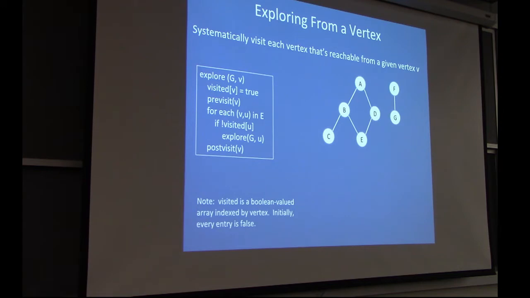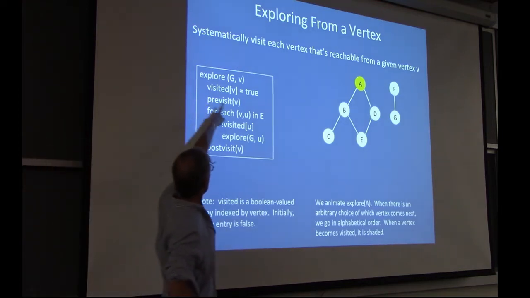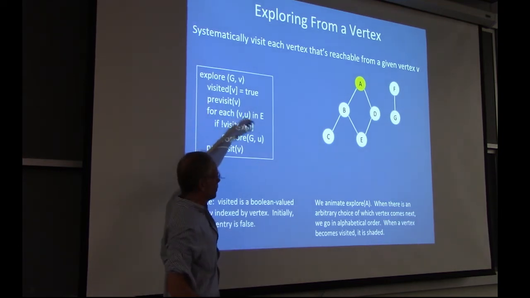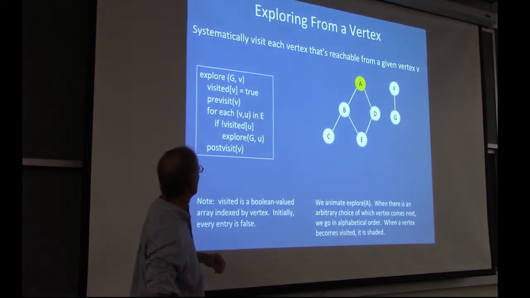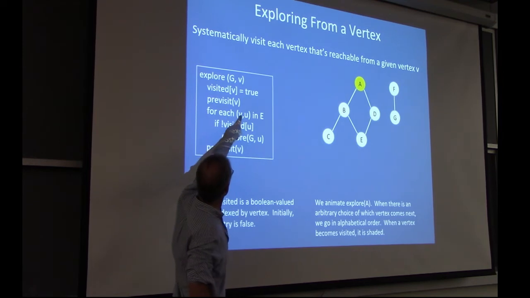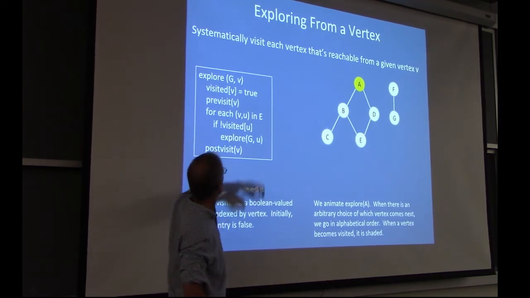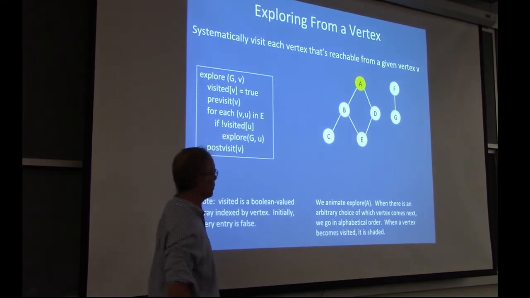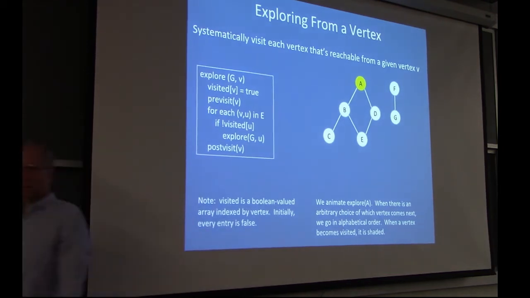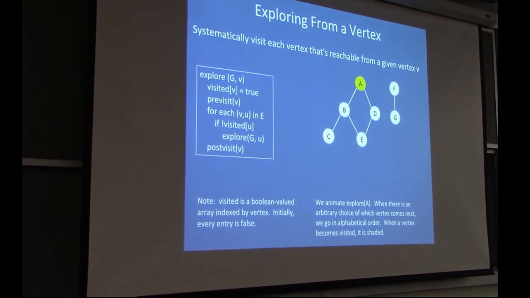So let's see how that works. We're at A right now, so we've called explore starting at A. The first thing we do is mark the vertex as visited, and I've indicated that by turning it yellow. Then we call this previsit method, which for now does nothing. We'll eventually do something with previsit. Then for every edge out of V, that is every edge that starts at V and goes to U, if you haven't visited U, we call explore recursively on it. Then when we finish dealing with every edge out of V, we post-visit V. So it's important to understand the order in which the lights turn on.